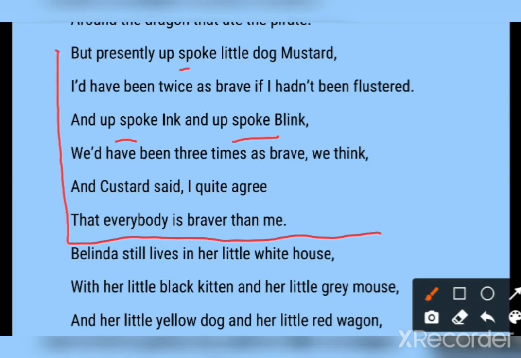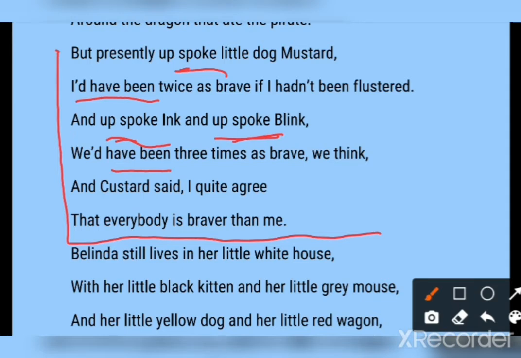This is stanza 13, and in stanza 13 we have these three words that form the technique of repetition, that is spoke, spoken, spoke. It has been repeated in this stanza. And we have another technique used here, that is also repetition: have been is repeated in this stanza as well.